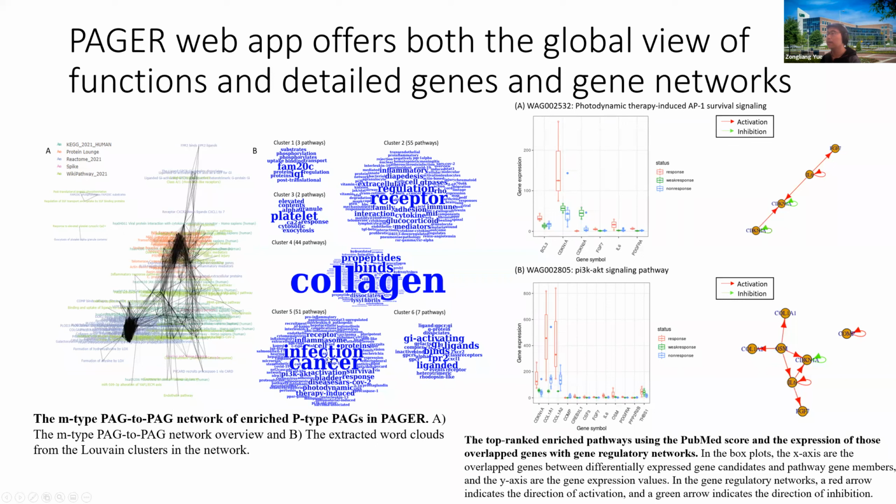One of the interesting PAGs, if you want to zoom in, you can also see the detailed genes and gene network here. So for this PI3K-AKT signaling pathway, we observe, for the drug response patients or the non-response patients, what the expression scenario will be here. So you can see for the non-response patients, this collagen-related gene pattern is downregulated.